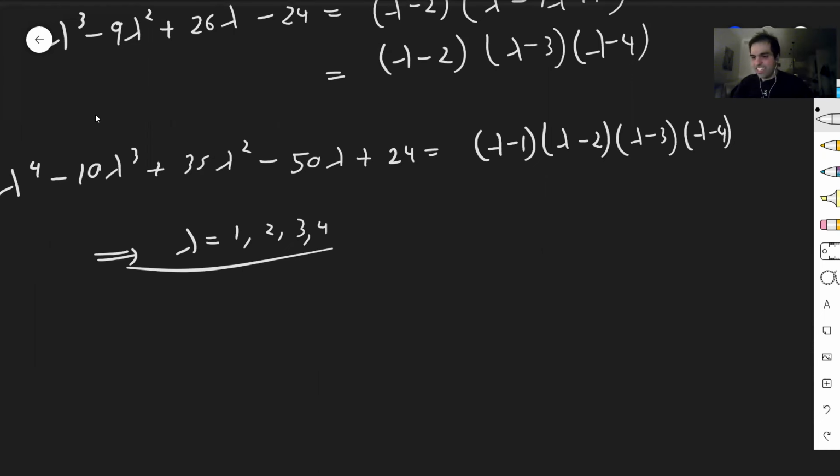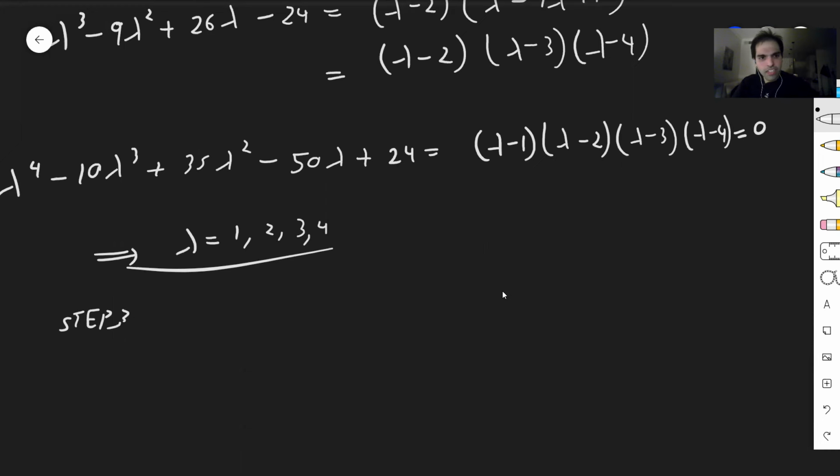Okay, that was page 3. Now let's do page 4. So step 3, because we found all the eigenvalues. And yes, you guessed it, for every eigenvalue, 1, 2, 3, 4, we need to find the eigenvector. So step 3.